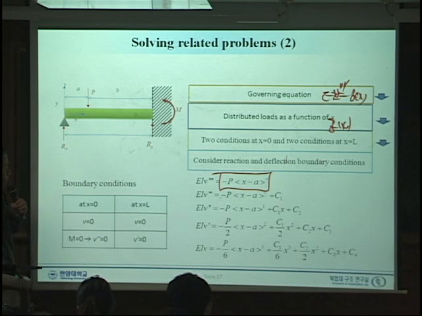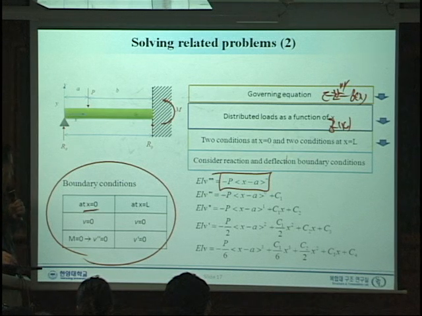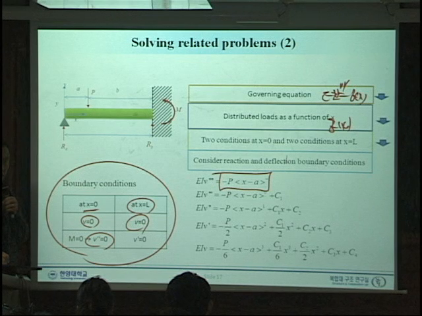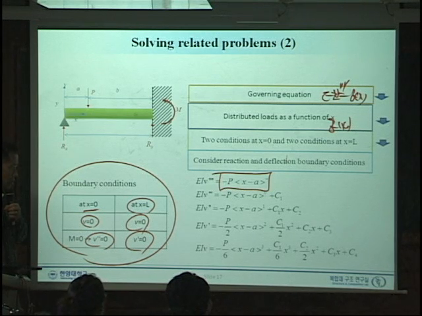Right? And this is the boundary condition. At x equals 0, you have deflection is 0 and moment is 0. At x equals L, you have deflection 0 and slope is 0. So you integrate this one. Okay, minus 1, you integrate, you have just minus 1 changed to 0, and then C1x plus C2.